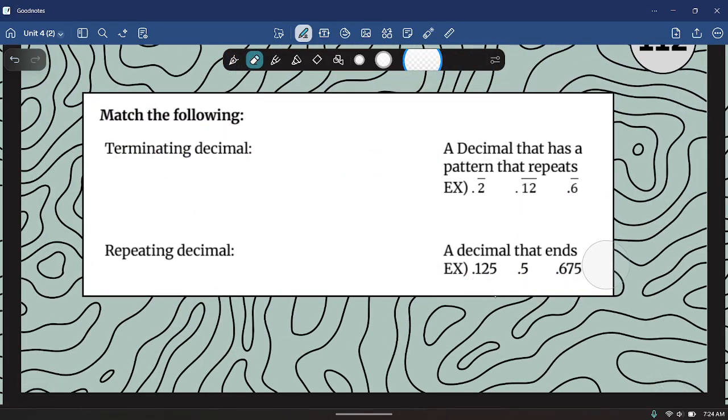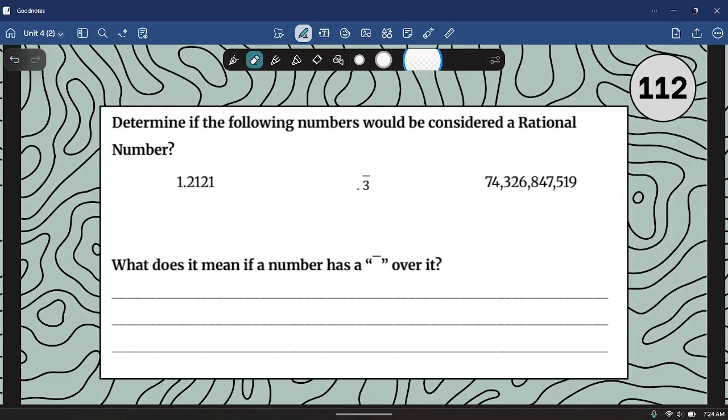All right, there is a little journaling prompt. Sorry, I jumped ahead there. There is a classification thing I want you to do. I want you to determine, are these rational numbers, yes or no? Look at all 3 of these numbers. Write down, yes, they are rational, or no, they are irrational. Pause the video and try that out.